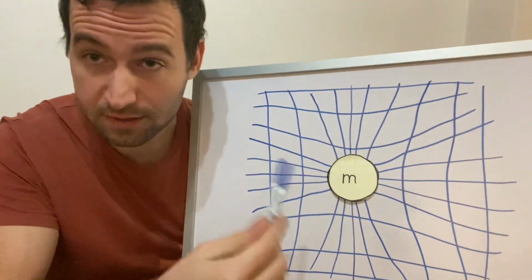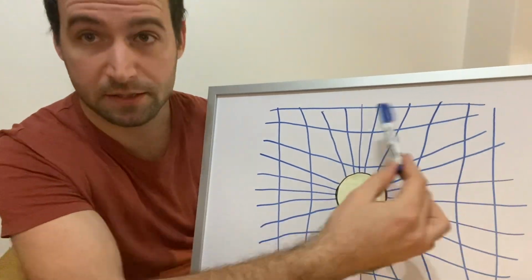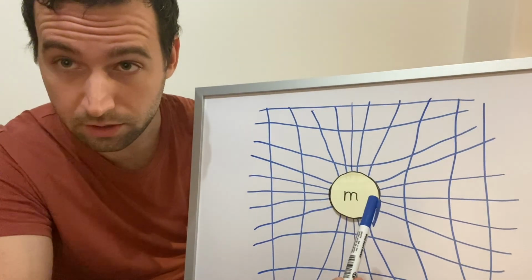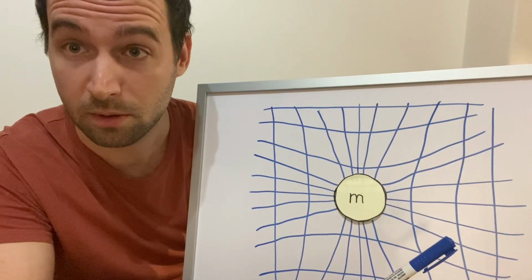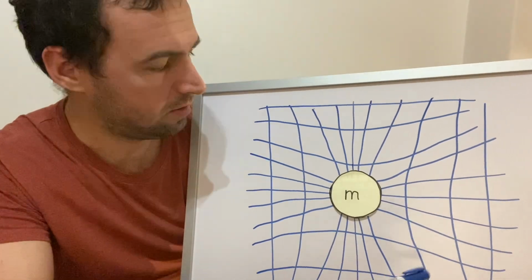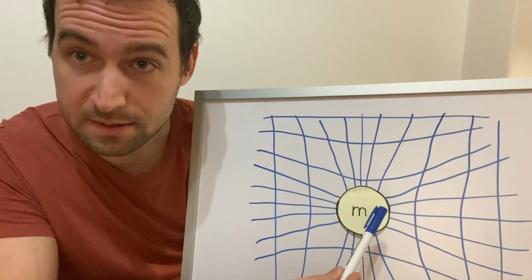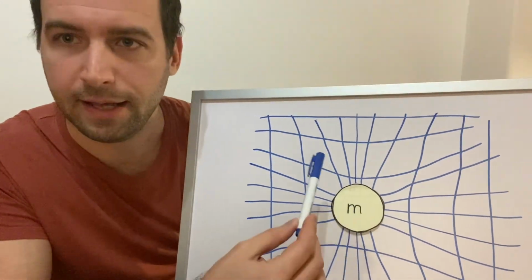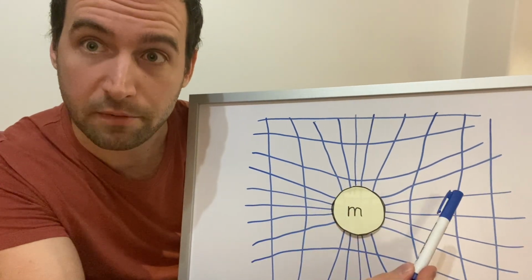This little drawing is what you have seen countless times before. This blue mesh here is space-time, all right? And this is a mass in it. This mass is massive, duh. It has gravity. It bends the space-time around it.